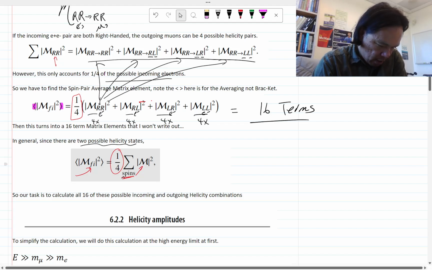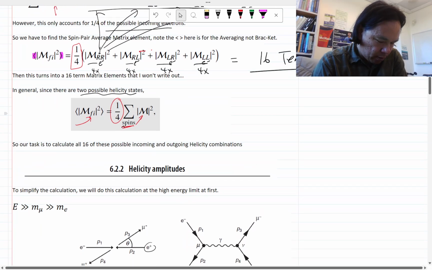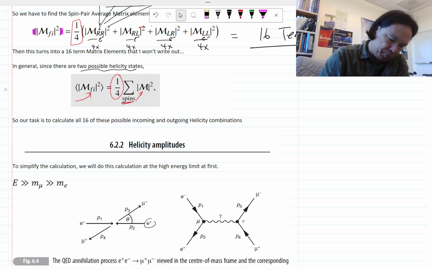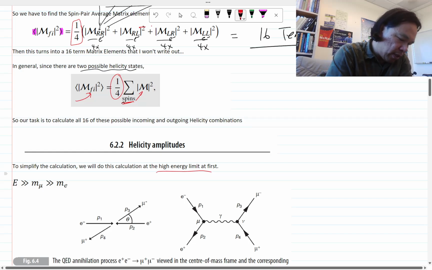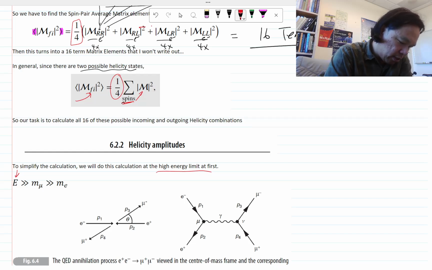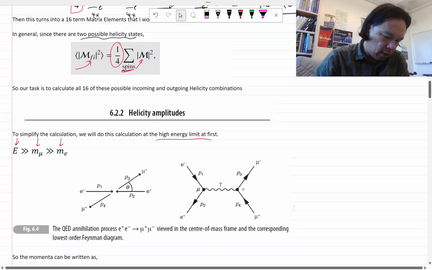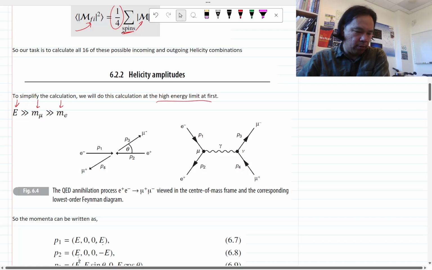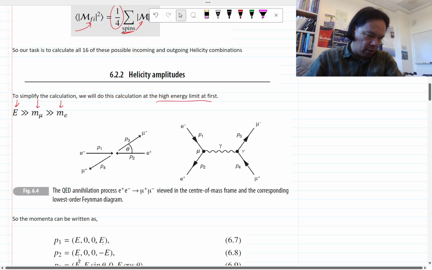Okay. All right. So now we're going to make one more concession to make the calculation a little bit easier to deal with. We're going to go to the high energy limit, where basically whatever the energy of the incoming and outgoing particles is going to be much bigger than the mass of each of the particles. And let's see what this does to simplify our calculations.